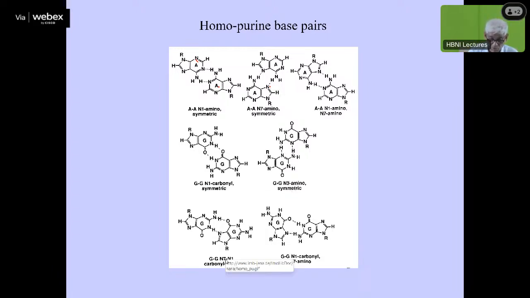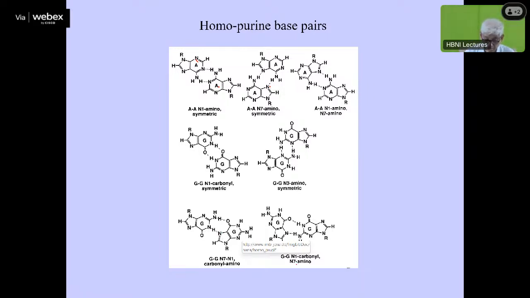Then you can have asymmetric ones, GG, N7, N1. The carbonyl of one G goes through the amino or hydrogen of the other one, and there is one hydrogen bond, and the second one is NHN. The N7 goes to N1. N7 of one G goes to N1 of the other G. And N1 has a hydrogen, N7 has no hydrogen. And therefore, this hydrogen bond is possible.